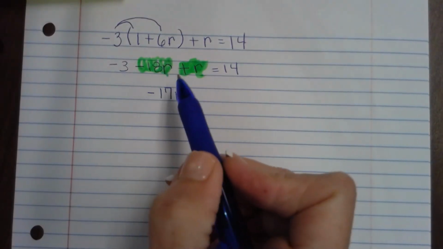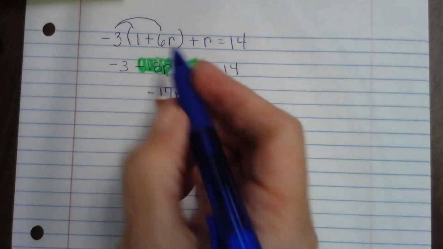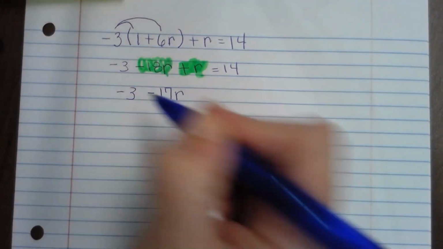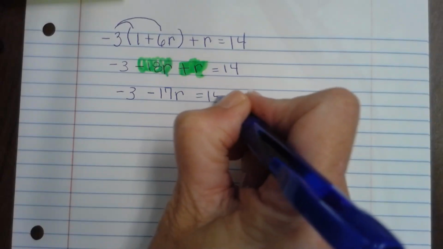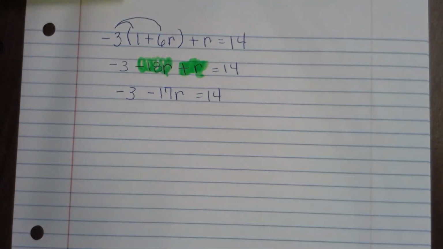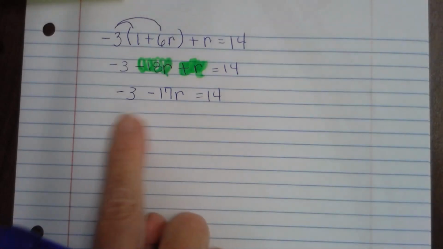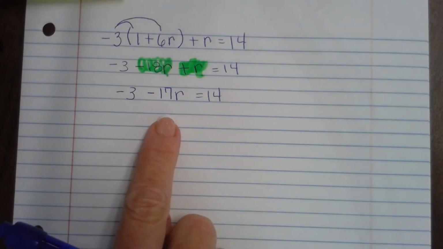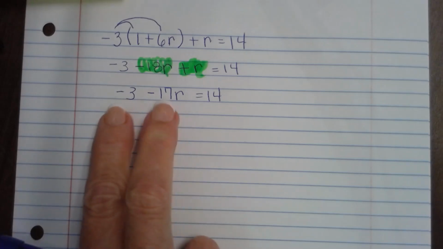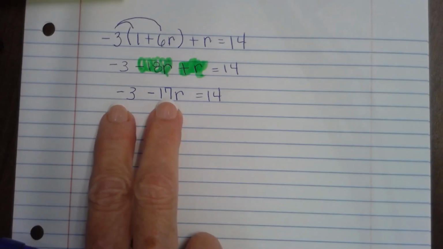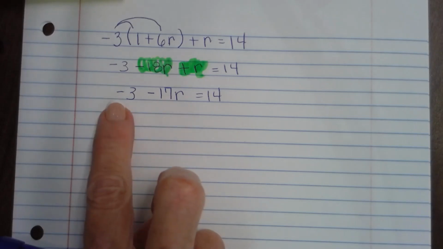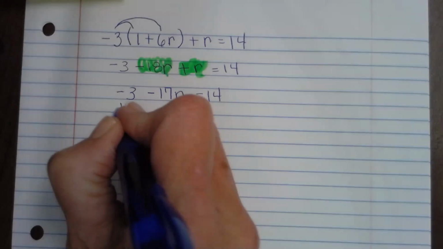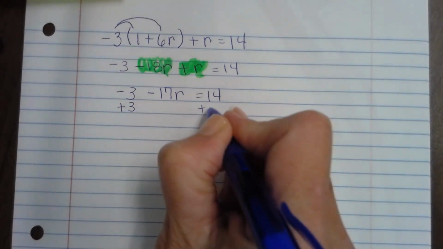Now, notice what I did. And now I'm going to bring that negative 3 right down here. Bring down my equal sign. Bring down my 14. It is a 2-step equation now. Now it's kind of ugly looking, but it's a 2-step. So I've got a negative 17 and a negative 3. Which one should I move first? The 3. And since it's negative, what should I be doing? Adding 3. So I'm going to add 3 on both sides.